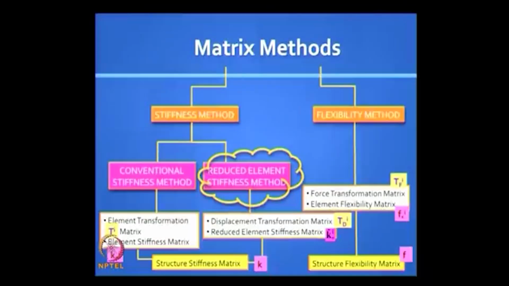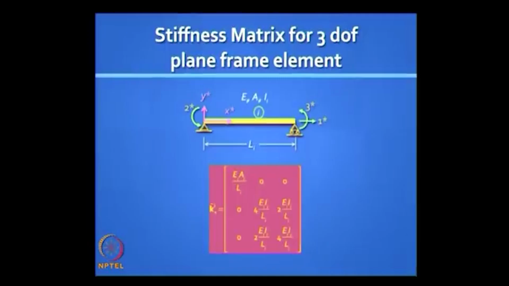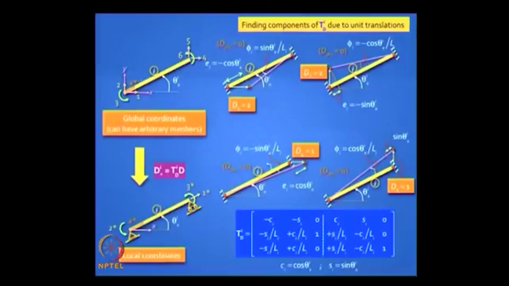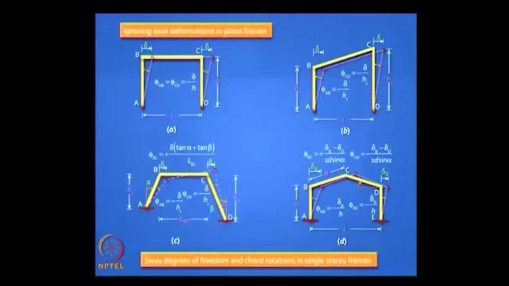So this is the reduced element stiffness method. You know that the size of the plane frame element stiffness matrix is 3 by 3. We've done a few problems. This is how you do the transformation, the TD matrix in the reduced element stiffness method. And now let us look at a problem with sloping legs, which is actually a complicated type of problem when you apply the reduced stiffness method.